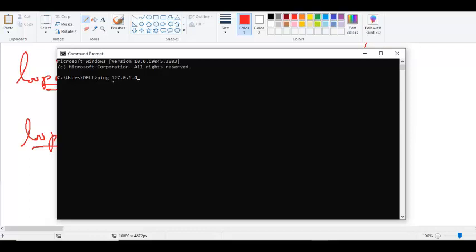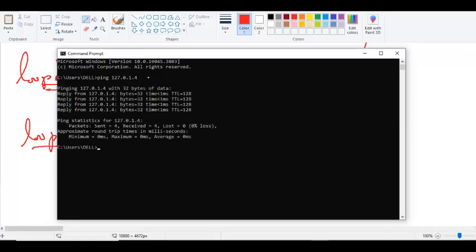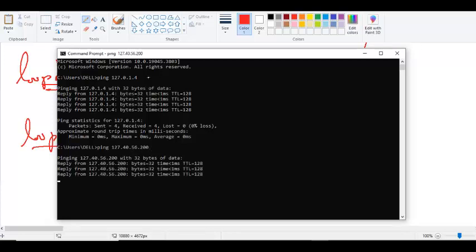Then who is replying to me? There is no computer, no device in my network with this IP address. Who is replying? I'm getting a reply. Now I ping 127.40.56.200. Again, someone is replying to me. Who is this? Why is he replying to me? What is the message that it is conveying?